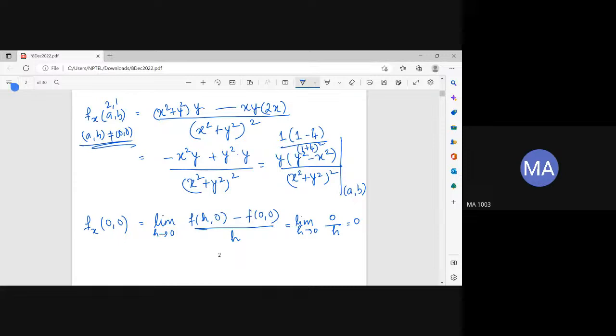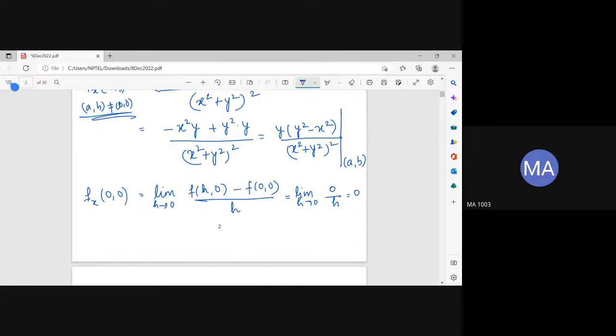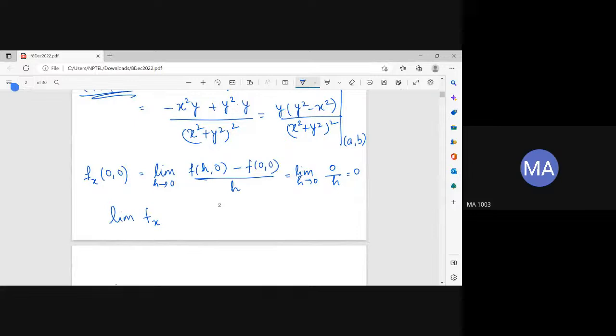Then the value should be same for 0 comma 0 and not equal to 0 comma 0? Why should it be the same? If the limit exists, then it should be same for all, no, ma'am. No, no. Limit exists means what? Limit f x exists is not what you're looking at. You're asking whether f x at 0, 0 exists or not.